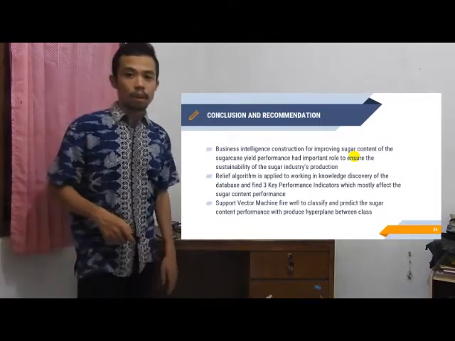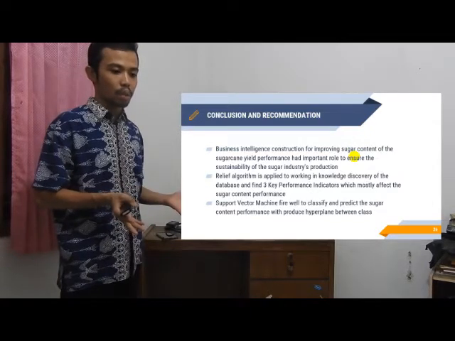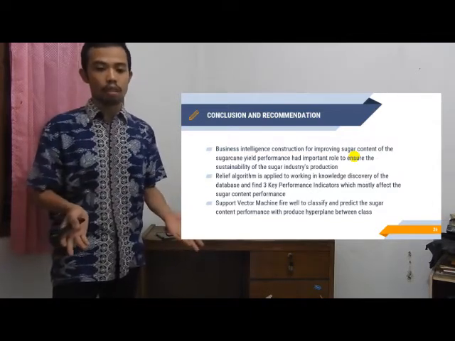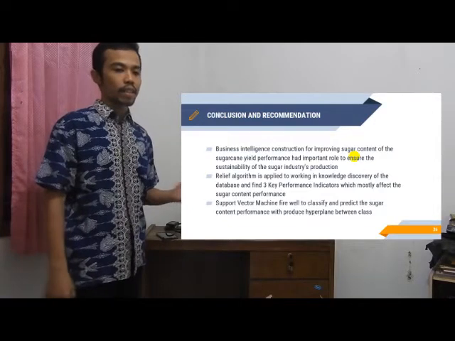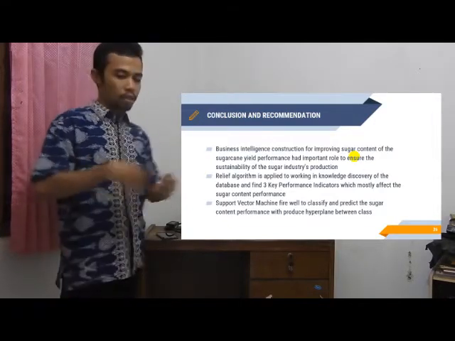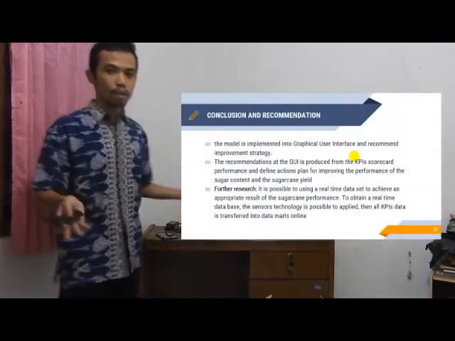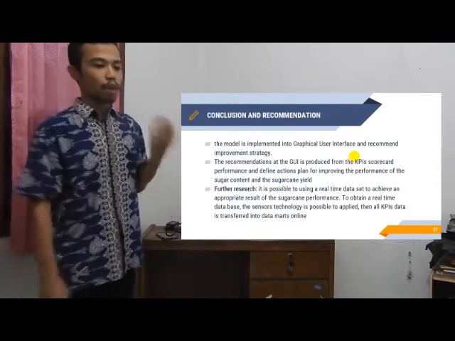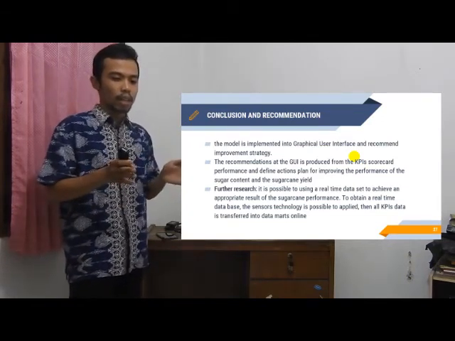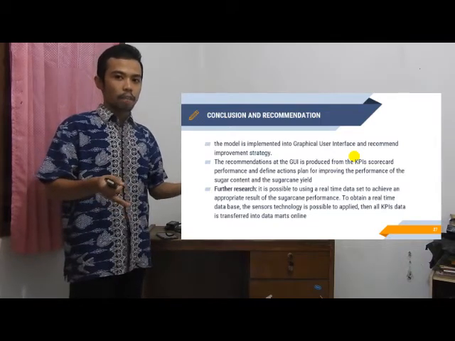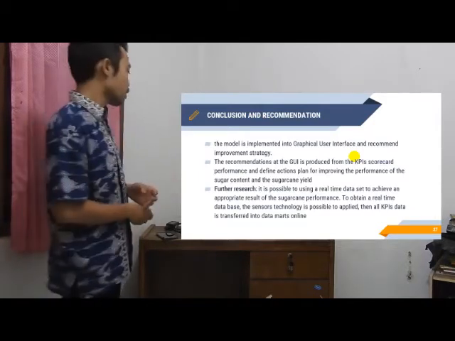Finally, this is the conclusion of our research, that business intelligence have opportunity to develop and maintain the sugar industry performance and sustainability. Relief algorithm to define KPI, and then also support vector machines, they classify and predicting the model well, and we also have succeeded to define graphical user interface, and this model has give recommendation how to improve their sugar content, and they also have visualization of the sugar content performance based on the data.